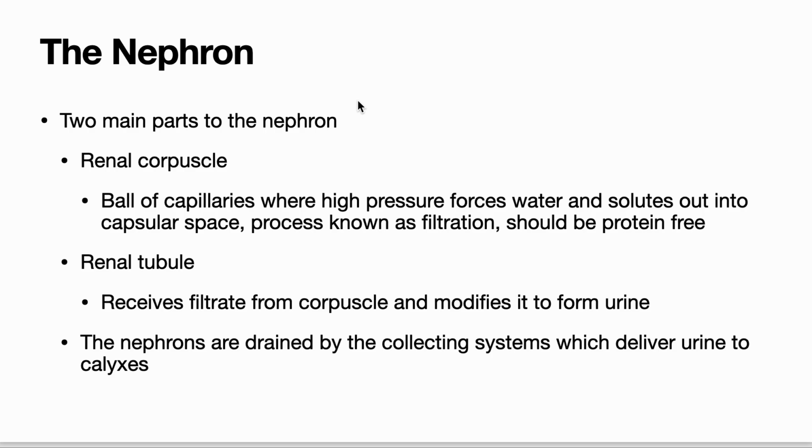Then the nephron becomes the renal tubule, which is a big tubule that we're going to break into different parts and name each part of it. That will receive the filtrate from the renal corpuscle, and ultimately it will modify that filtrate into actual urine, which will then be eliminated from the body. The nephrons, as I mentioned, are all going to drain into collecting ducts, and those collecting ducts will ultimately deliver the urine to the calyces so that it can reach the ureter and be stored in the bladder.